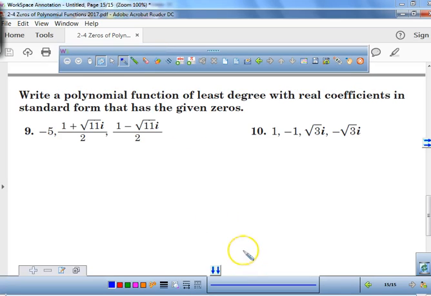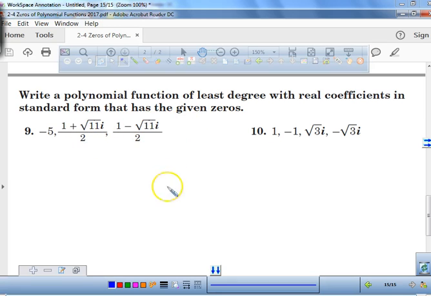My suggestion from you guys: write this polynomial function with the least degree of real coefficients, in standard form, that has the given zeros. Make sure you have a page where you have a chance to write down information. Okay? A whole page. Right? Because we're going to be doing examples, because you have to understand how the pattern is.